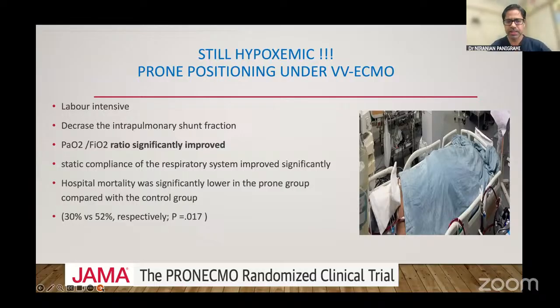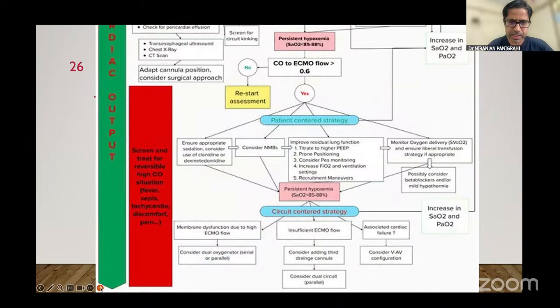Next, suppose we augmented the flow, we made sure the hemoglobin is fine, the flow is fine, and still the patient is desaturating. People have tried proning. In the recent prone ECMO randomized trial, there was no great difference between proning versus non-proning in ECMO patients. The rationale they mention is that you have tried proning, it didn't work, now you put the patient on ECMO, and there is no point in trying proning again. But again, there is a divided school of thought. According to this JAMA paper, there is no great benefit.